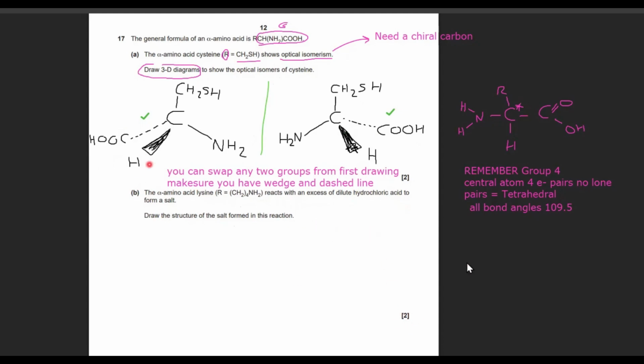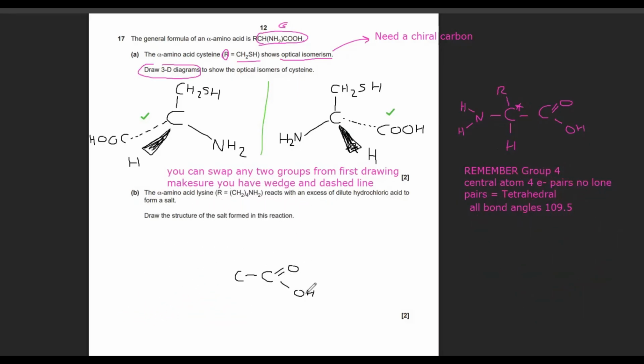The alpha amino acid lysine, R equals CH2 4 NH2, reacts with an excess of dilute hydrochloric acid to form a salt. Draw the structure of the salt formed in this reaction. Why don't you grab your pen, grab your paper, pause the video, and have a go? All right, I'm going to go through the explanation.